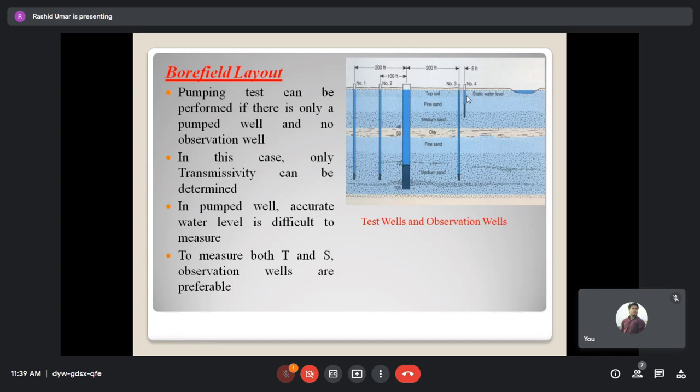So what is the purpose of this well? Can anyone explain to me why it is here? Because we are conducting the pumping test here, we are not conducting a pumping test for this. So why is this particular piezometer here? Any idea? Just think and tell.